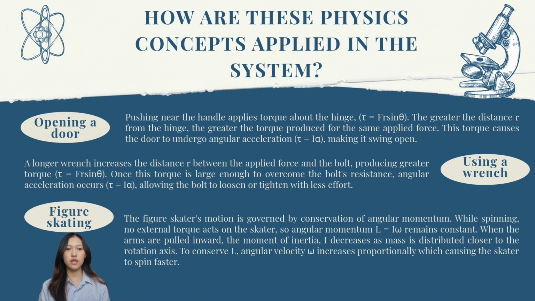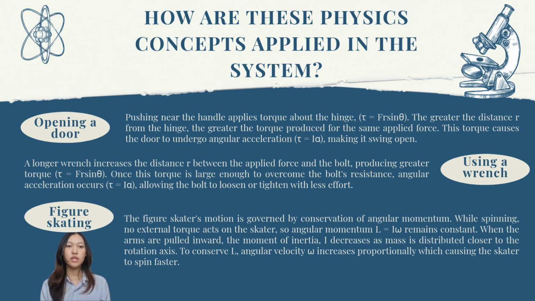Next is how these physics concepts are applied in the systems. For opening the door, the formula is torque equals force times distance times the sine of the angle. The bigger the distance from the hinge, the bigger the torque, which then drives angular acceleration through torque equals I alpha. For the wrench, the same formula applies. Increasing the distance by using a long wrench boosts the torque. Once the torque is large enough to overcome the bolt's resistance, angular acceleration occurs, allowing the bolt to loosen or tighten with less effort.